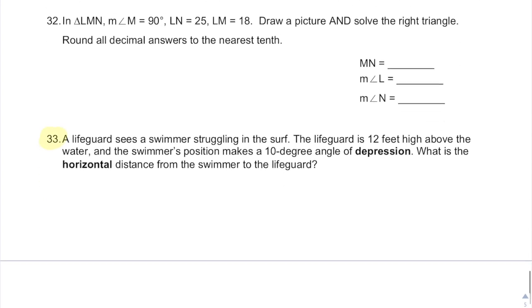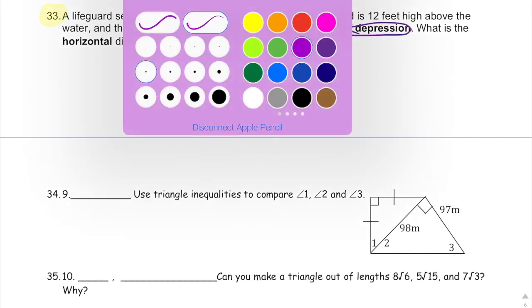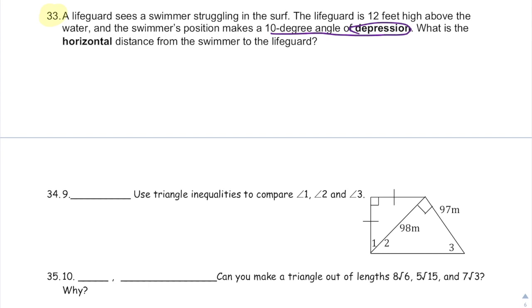Now we have one more word problem, and it's about the lifeguard. A lifeguard sees a swimmer struggling in the surf. The lifeguard is 12 feet high above the water, and the swimmer's position makes a 10-degree angle of depression. If it's an angle of depression, that means we're going to draw a triangle upside down, and the angle is going to be in the top corner. What is the horizontal distance from the swimmer to the lifeguard? So let's draw our upside down triangle.